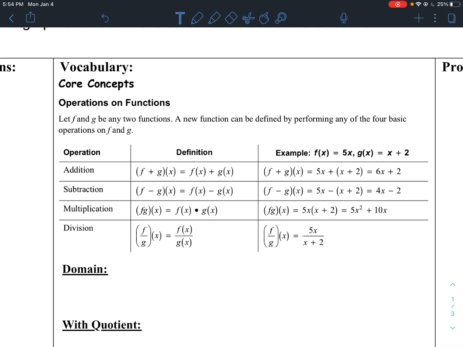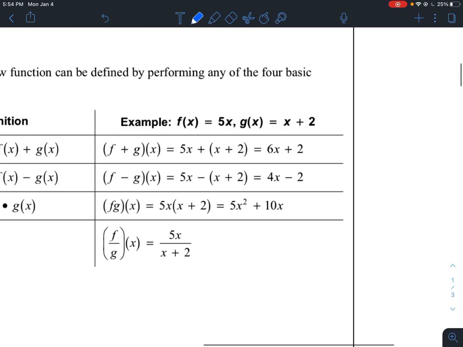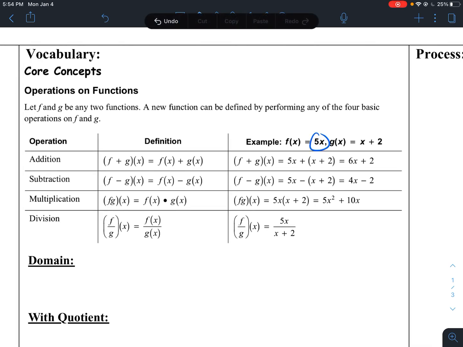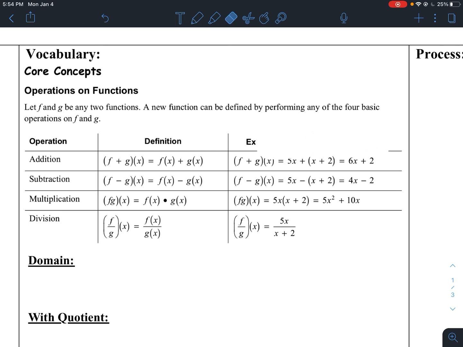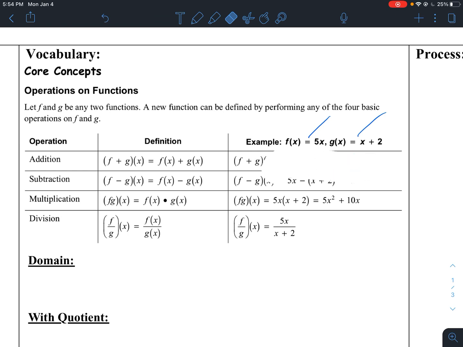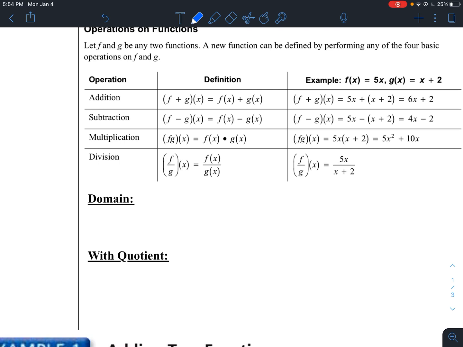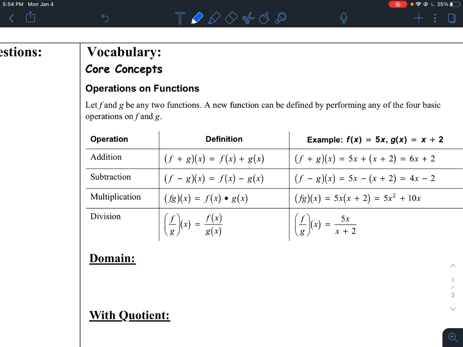Now, on this right column, we have some examples. If I take 5x, which is f of x, and g of x, which is x plus 2, these are two linear functions. If I add them together, all I have to do is take 5x and x plus 2 and add them together to get this. We'll go over examples in more detail in a second, but first I want to talk about what the domain means when we're performing operations of functions.